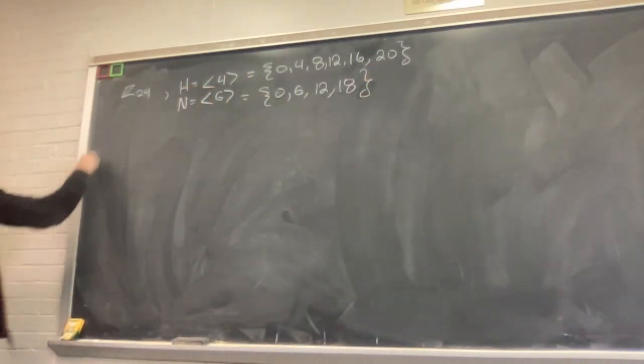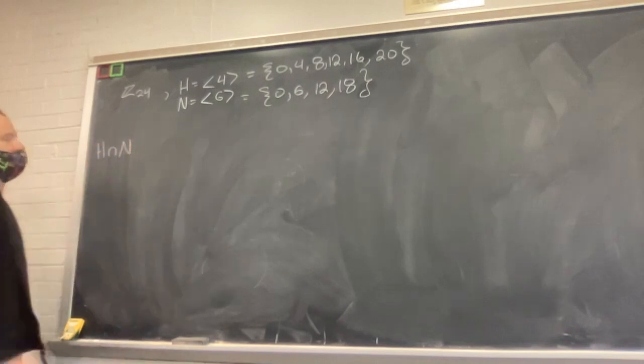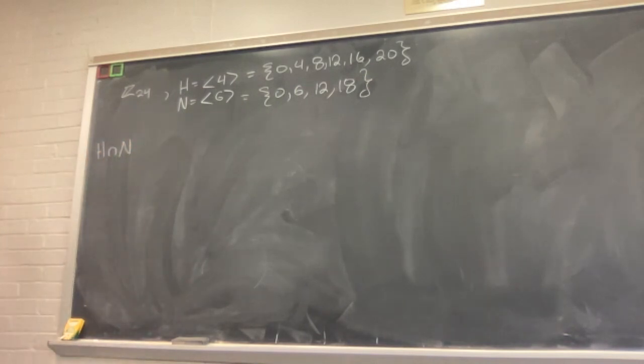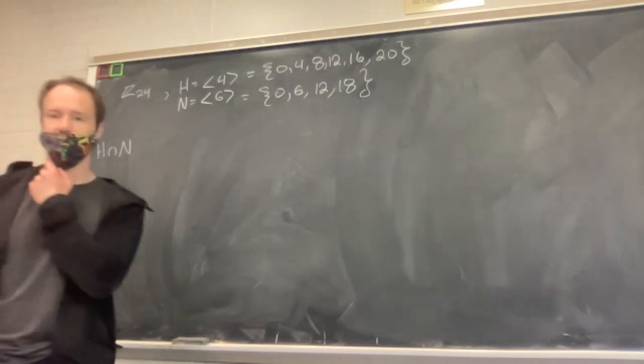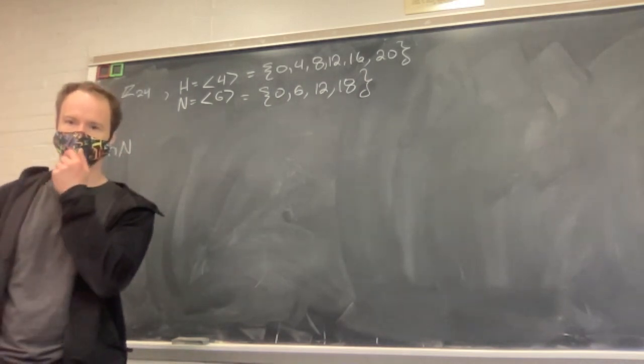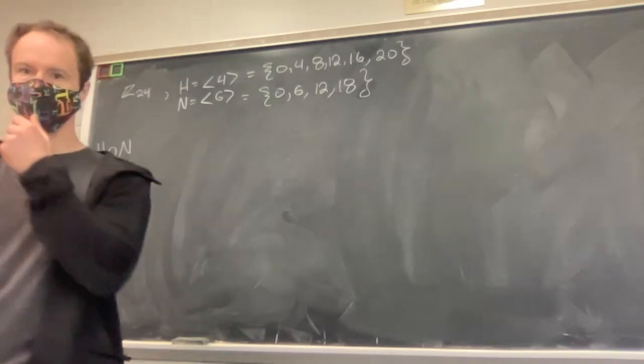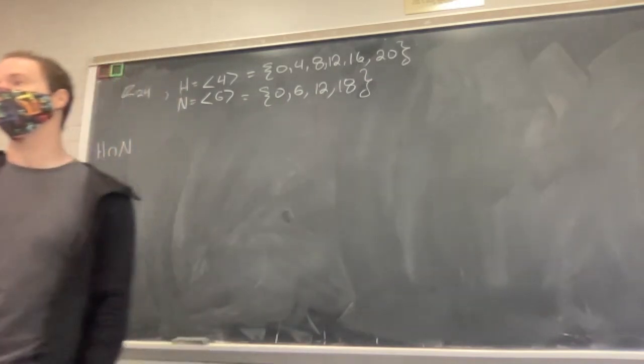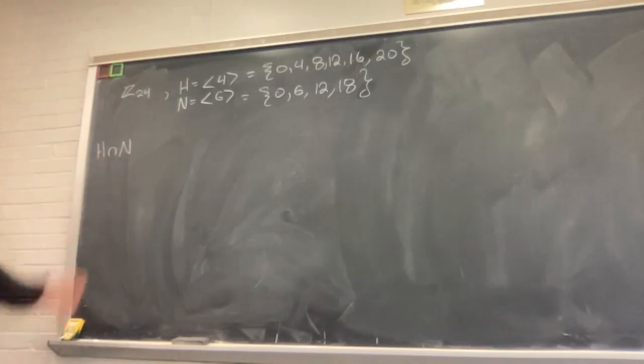Now let's look at H intersect N. From homework, or maybe we did it in class, we know that these are two normal subgroups because they are both subgroups of an abelian group, and we know that intersections of normal subgroups are normal, so H intersect N will be a normal subgroup.